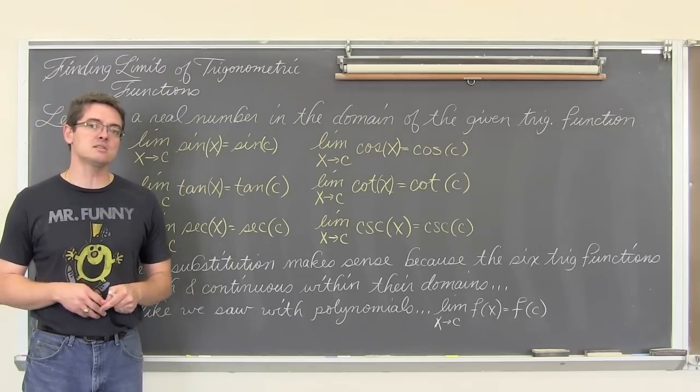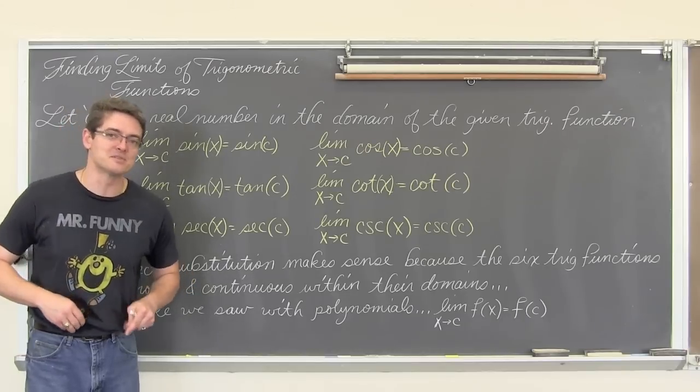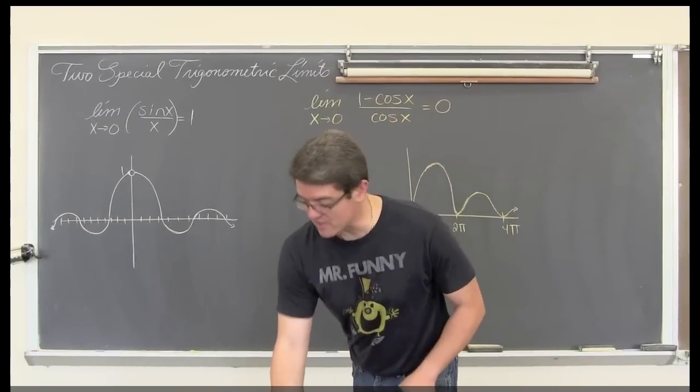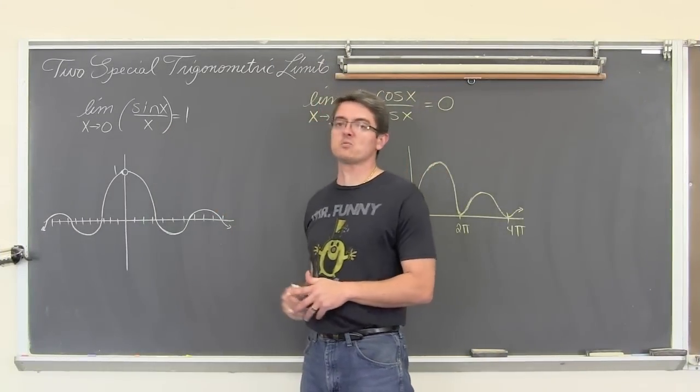We're going to go to the next screen. There's 2 special cases, which I'm going to back up with a couple of graphs, and then do a bunch of examples. Here are our 2 special cases. We have the limit as x approaches 0 of sine of x over x equals 1.